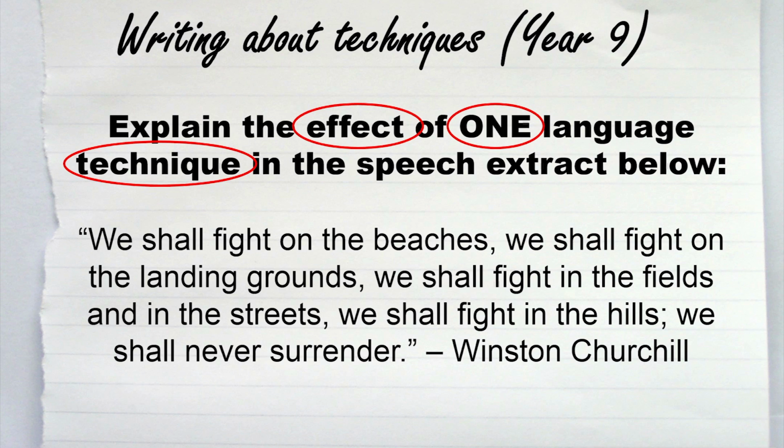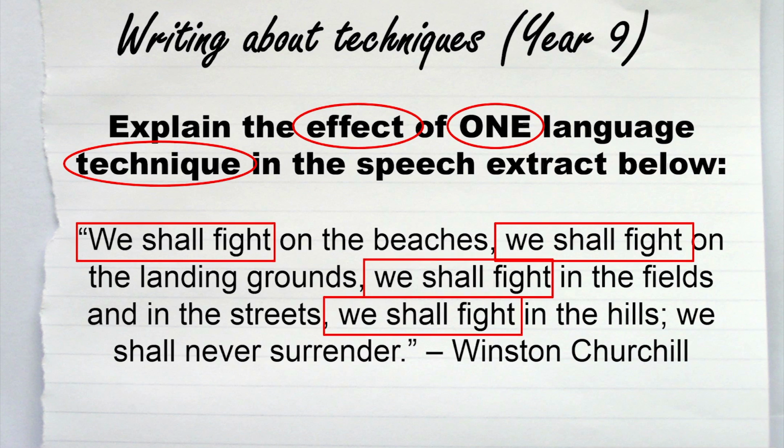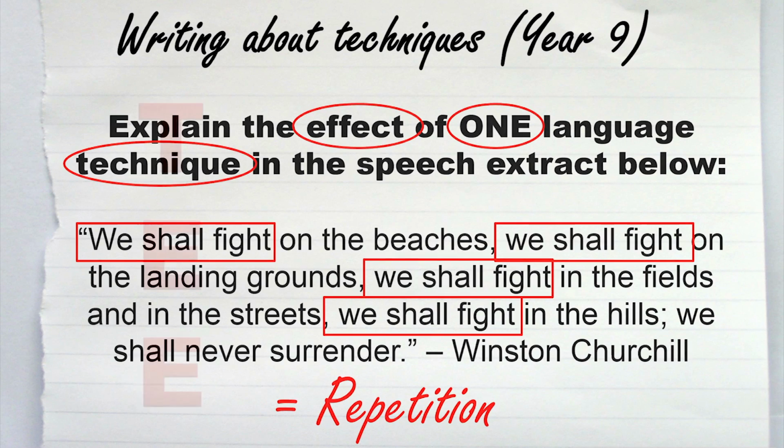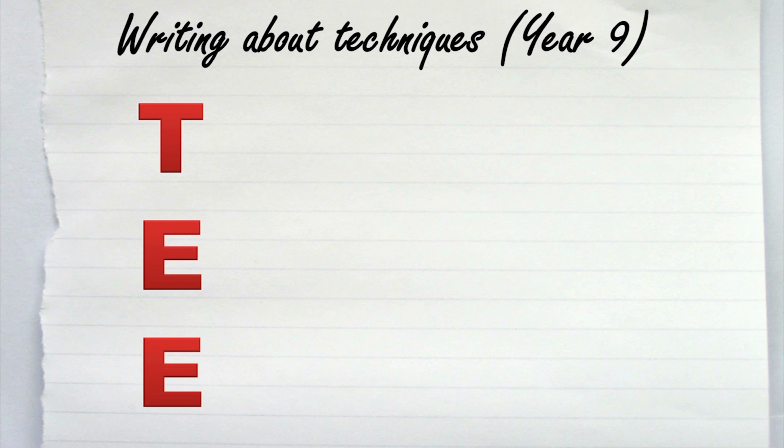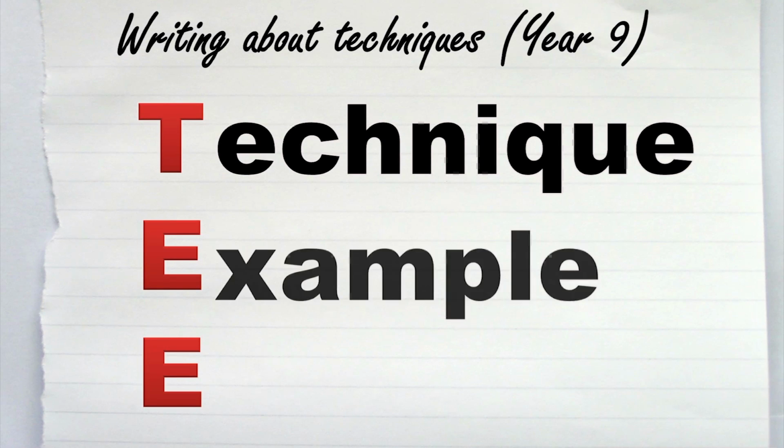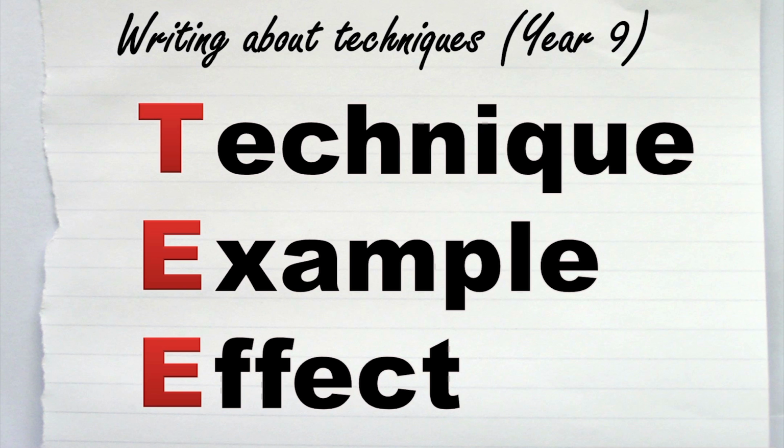Now, if we're looking for a technique, probably the most obvious one is this "we shall fight" that keeps coming up. We shall fight, we shall fight, we shall fight, 4 times. So we're going to call that repetition because it's repeating of the words "we shall fight." So we're going to follow the pattern TEE for this. That stands for technique, example, effect. So we're going to show you how to answer a question based on this.